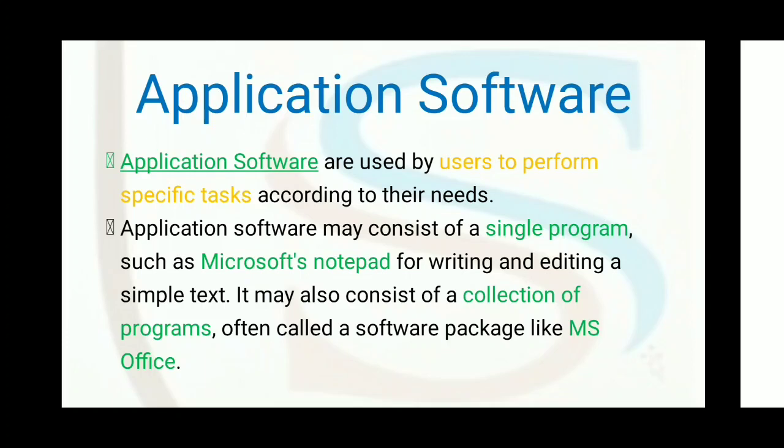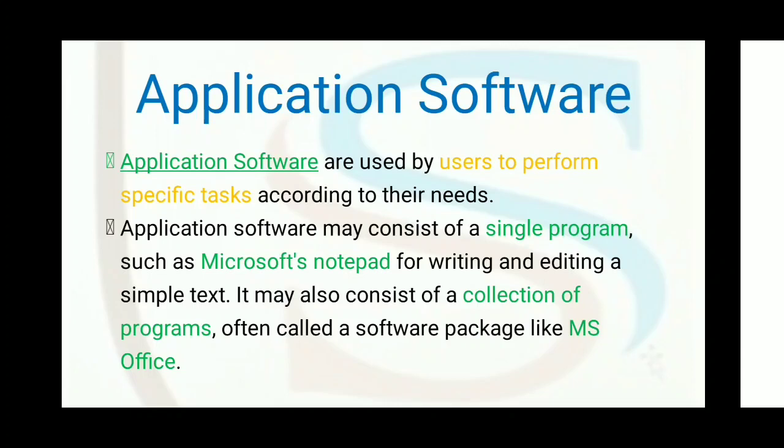For example, if I want to draw something, then I will open maybe MS Paint or Tux Paint. If I want to listen to music, I will open VLC player or Windows Media Player. So depending upon my requirements, I will open the application software. If there is no requirement, I'll not open it. But for system software, it is necessary for the operating system to get installed so that we can enter into the interface of the computer.